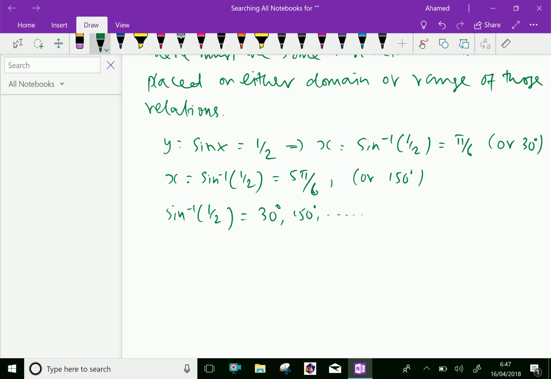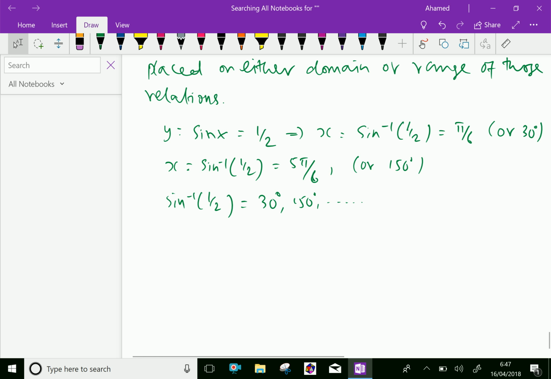So the inverse function is not always a function, it can be a relation, since for a single domain value, that is half, there are lots of ranges, so it's not a function.